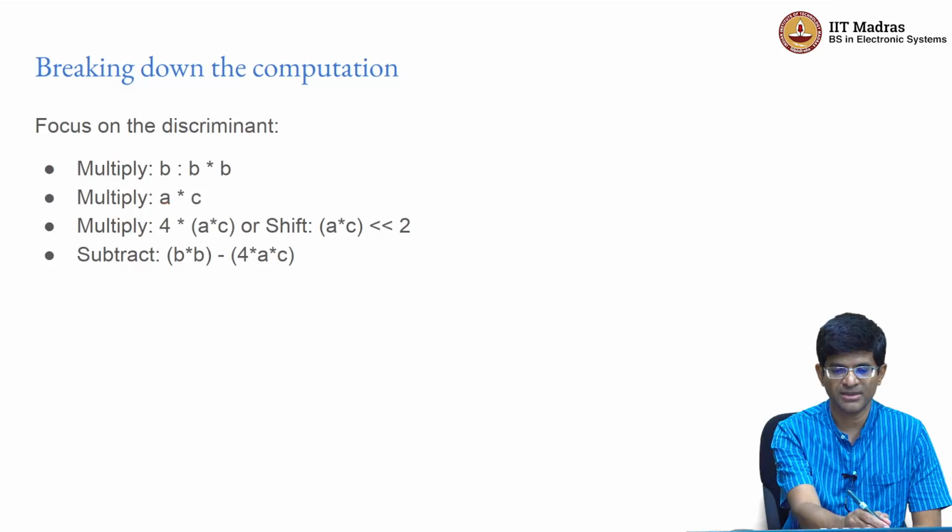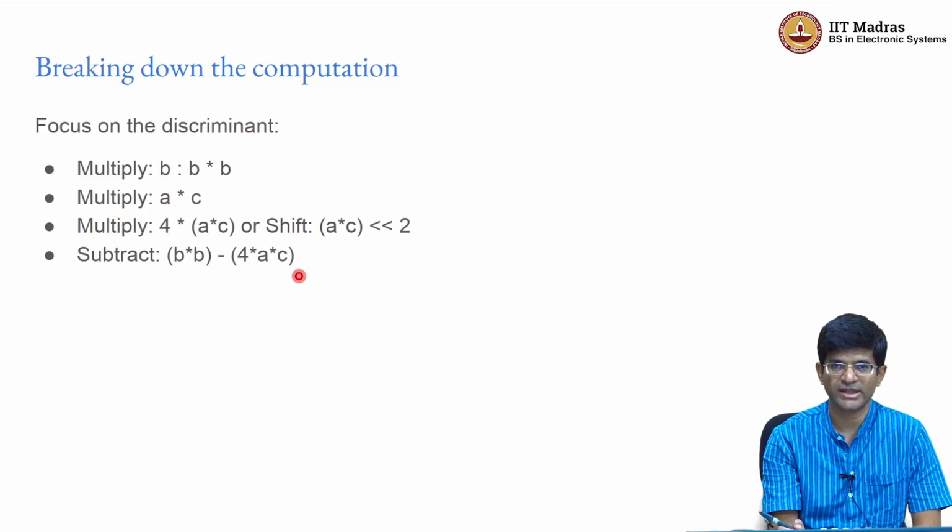And finally, we have a subtraction, b square minus 4ac, right? Alright, so it looks as though we have now come up with a very systematic approach where we have broken the discriminant computation down into a sequence of 2 input operations that we are all familiar with.